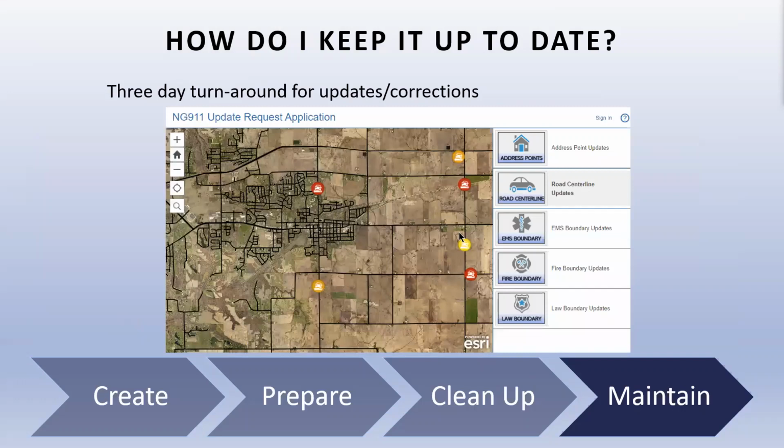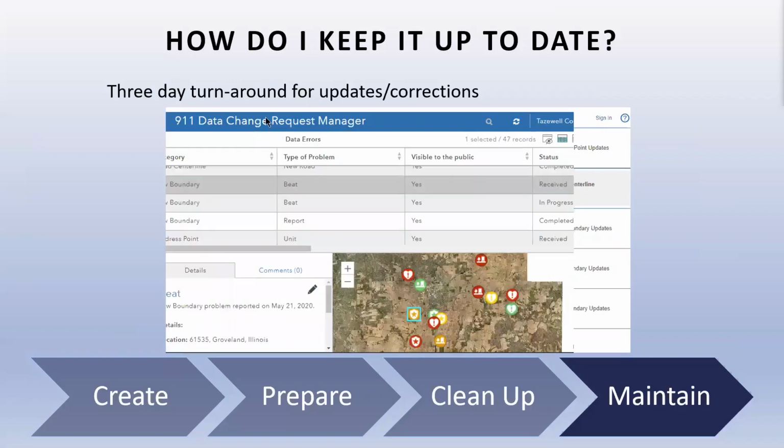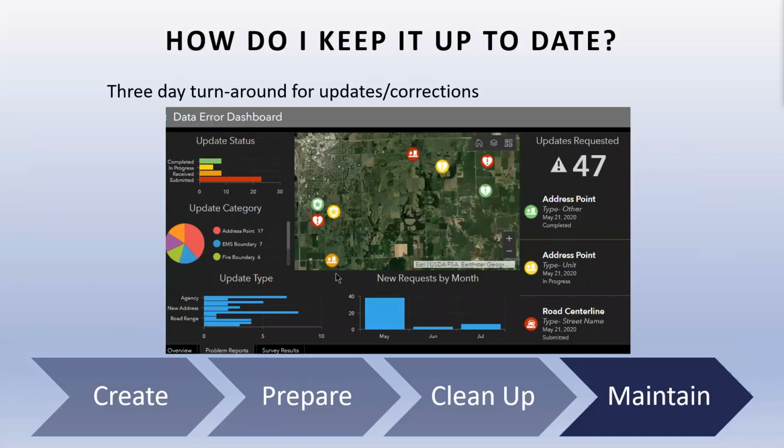As far as the quick turnaround, we've created an application that would allow PSAPs to communicate needed updates either internally, so a call taker could use this to show where a problem was, or maybe your municipalities use this to say, hey, I have a new address. So there's a place for them to log in and show those changes. The manager can update, move them through the system, assign them to people, and then there's a dashboard that will show where all those errors are in process.